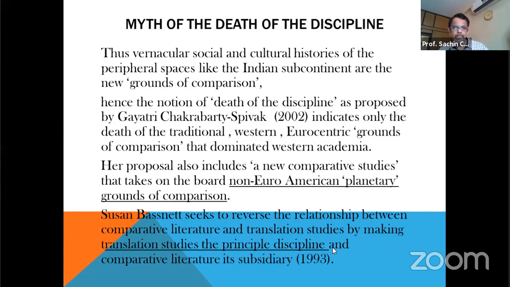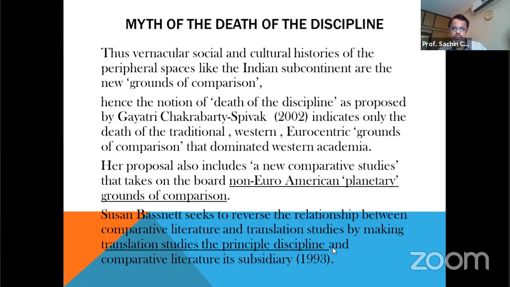Very often people talk about how comparative literature is dead. One of the most important scholars who proposed the whole idea of the death of the discipline is Gayatri Chakravorty Spivak, who talked about how comparative literature is dead. So what she actually means is that the traditional Western Eurocentric grounds of comparison that have dominated Western academia are dead, which is actually not even true. But she is making more of a rhetorical point here.